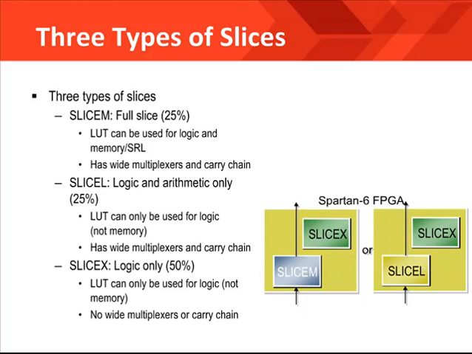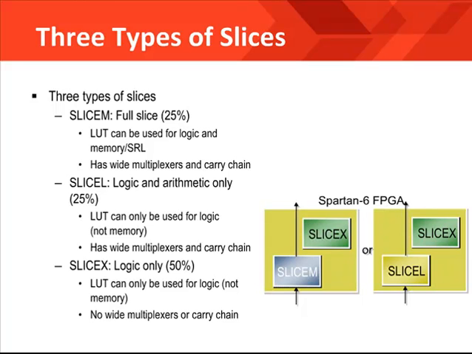The SLICEL supports logic and arithmetic only. The LUT can only be used for logic, so not memory. It also has wide multiplexers and access to the carry chain, and this is used for about 25% of the resources in the FPGA. Finally, the SLICEX, which is a simpler slice configuration, supports logic only and is about half the device. The LUT can only be used for logic, not memory. There's no muxes and carry logic.